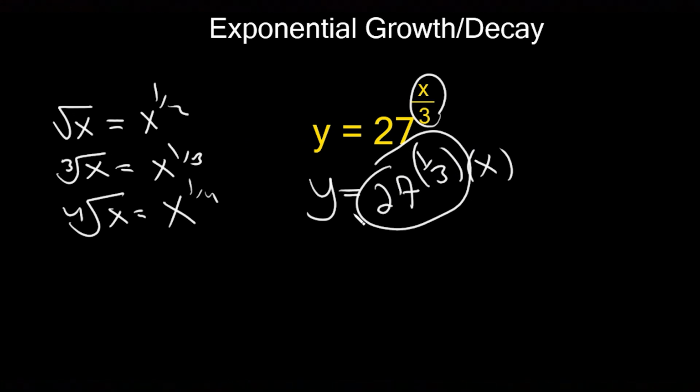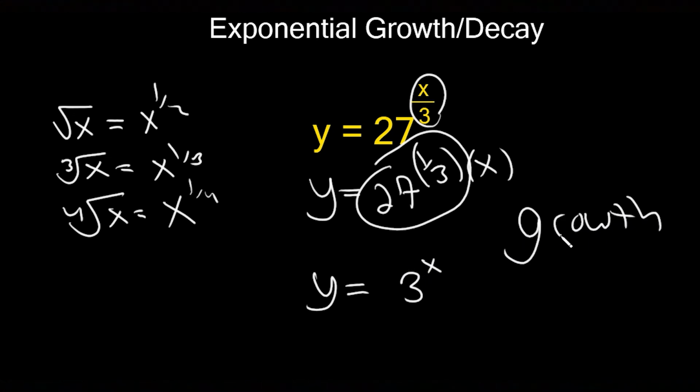And the cube root of 27 is going to be 3. So I'm going to go ahead and rewrite it as y equal to 3 to the x power. And there it is. Now I can clearly see that my base here is greater than 1. So I'm going to have growth here. This will be exponential growth.